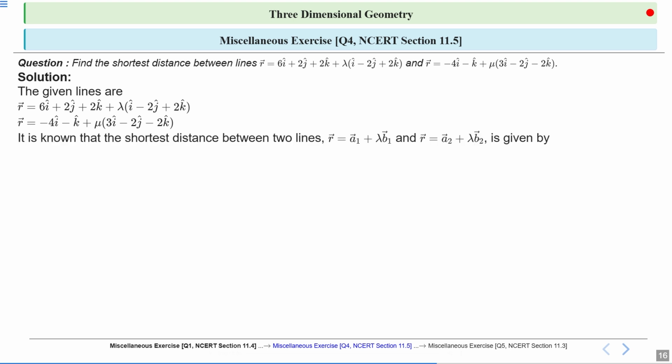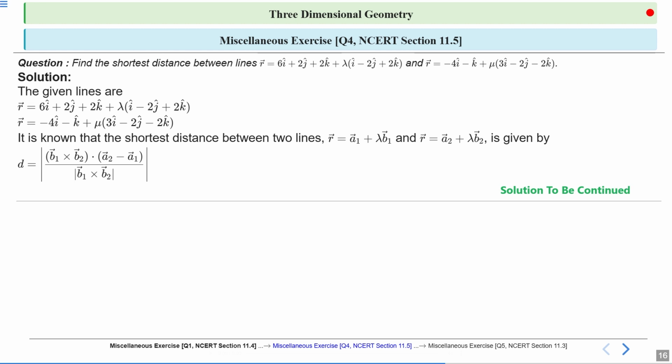Now it is known that the shortest distance between two lines, r vector is equal to a1 vector plus lambda b1 vector, and r vector is equal to a2 vector plus mu b2 vector, is given by the shortest distance D, which is basically the magnitude of b1 vector cross b2 vector dot a2 vector minus a1 vector, upon the magnitude of b1 vector cross b2 vector. Okay?